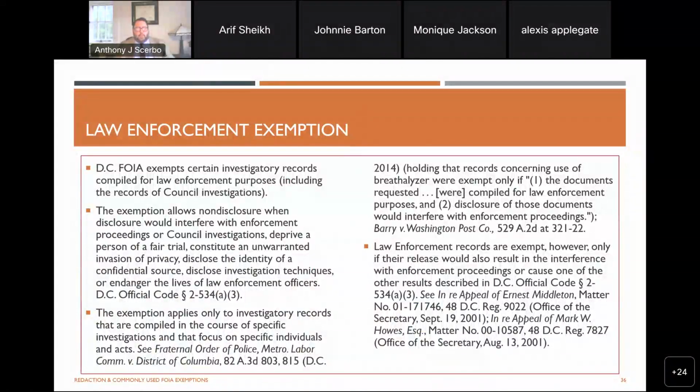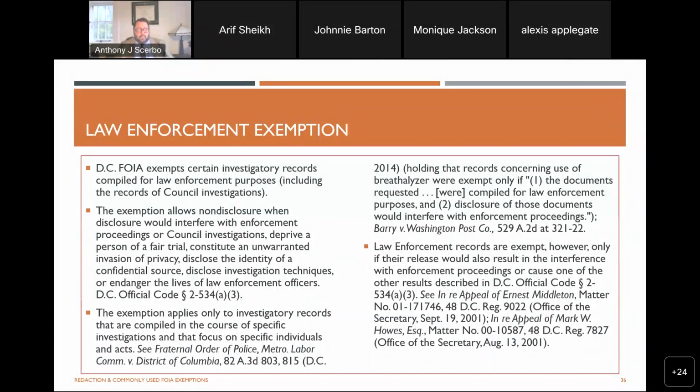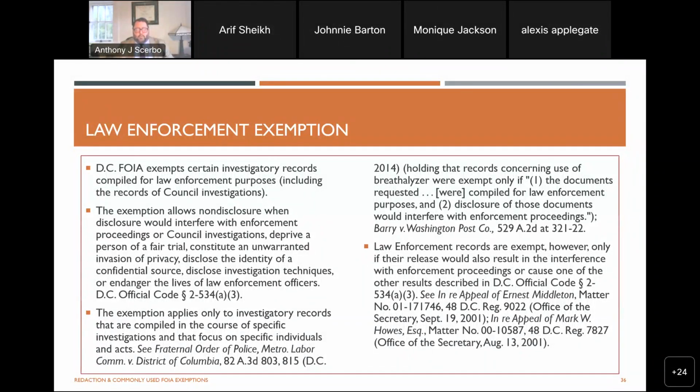It allows non-disclosure when disclosure would interfere with enforcement proceedings or investigations, deprive a person of a fair trial, constitute, again, an unwarranted invasion of privacy. We're going to talk about that in a minute. Disclose the identity of a confidential source, disclose investigation techniques, or endanger the lives of law enforcement officers. And that's in 2-534(a)(3). And just for those playing the home game, the four most common are 2-534(a)(1), (a)(2), (a)(3), and (a)(4). So it's very easy to remember.